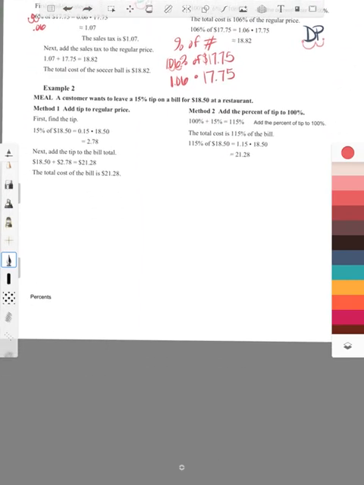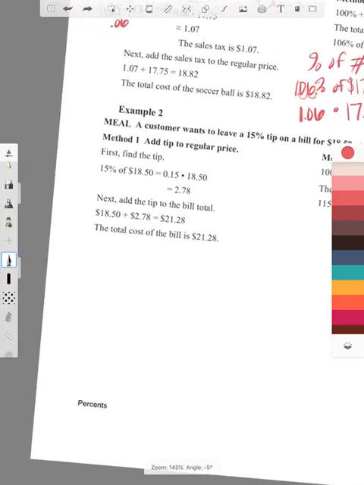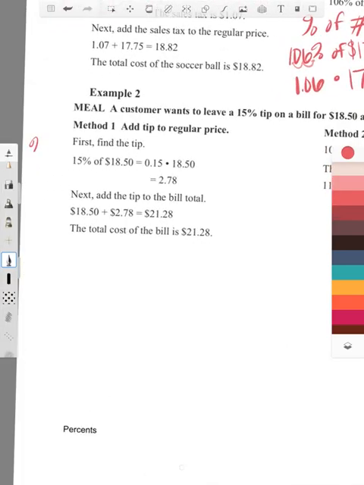This is example 2. A customer wants to leave a 15% tip on a bill for $18.50 at a restaurant. All right, so method 1, of course, we're going to do percent of a number. And the percent we're talking about here is 15% of, and that number is $18.50. All right, so the word of tells us to multiply. I'm going to drop the dollar sign.